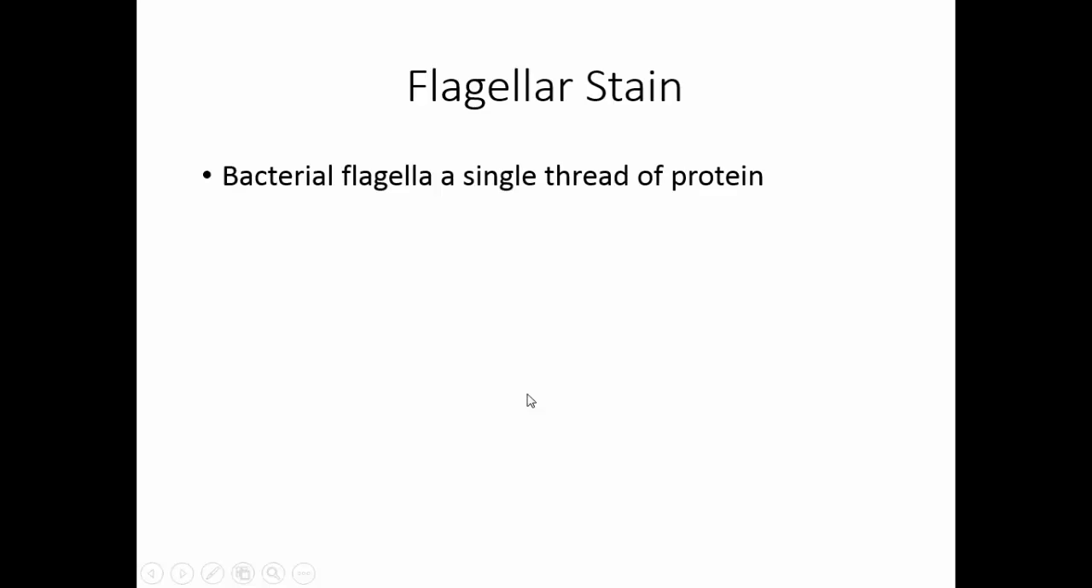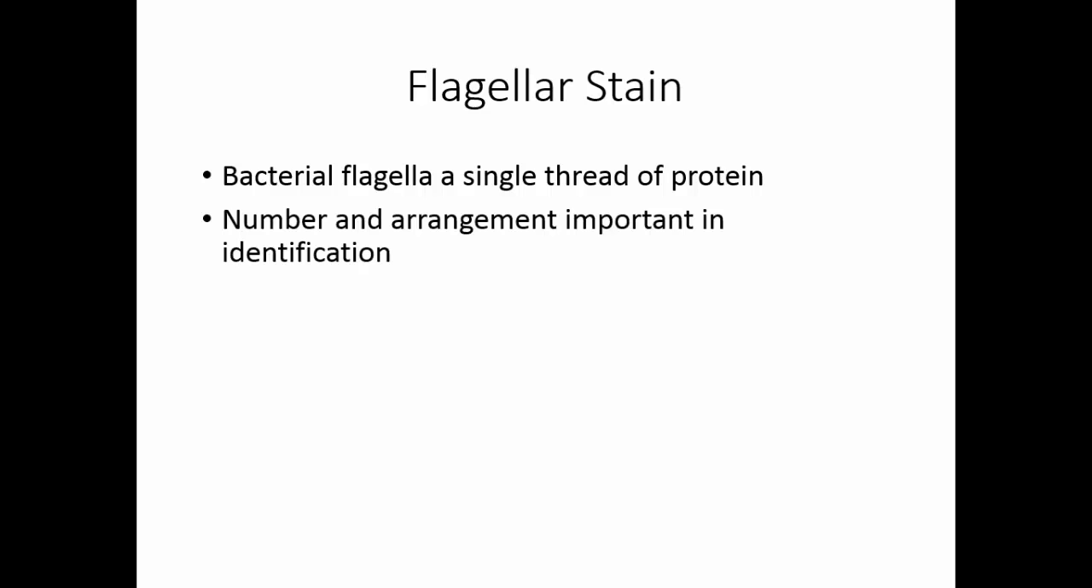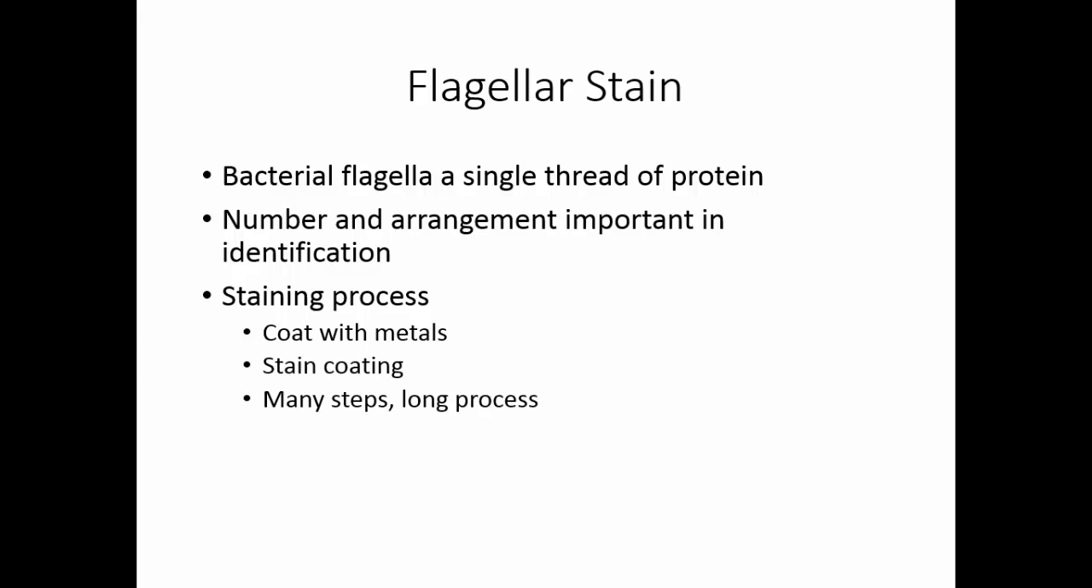Bacterial flagella are a single thread of protein, and they are incredibly difficult to stain. But sometimes knowing the number and the arrangement of flagella on a cell is an important identification feature. In order to stain flagella, you first have to coat the flagella with metals and then stain that coating. This is a process that has many steps, it's very long, and it's only done if they really want to know how many flagella and how they're arranged on a cell.